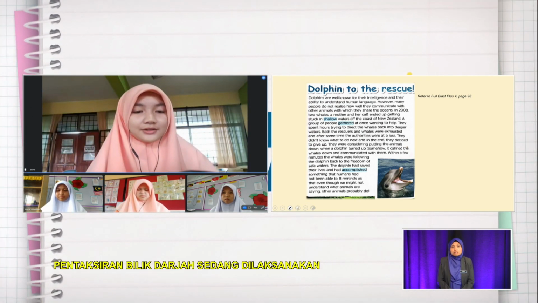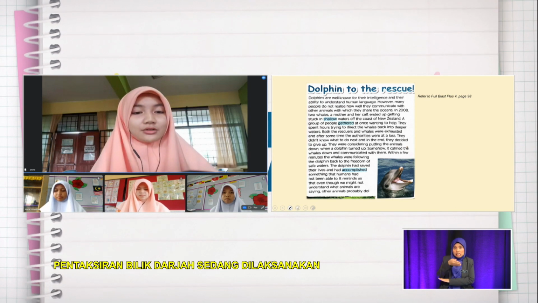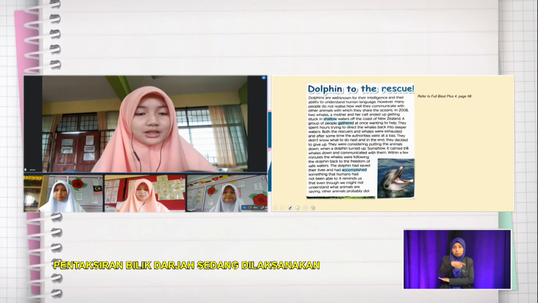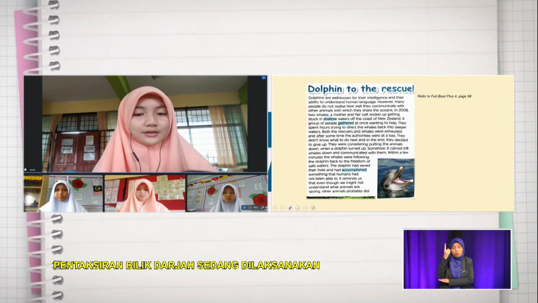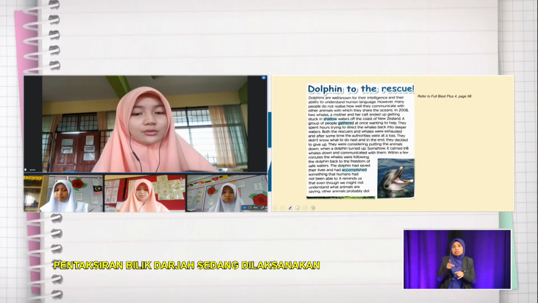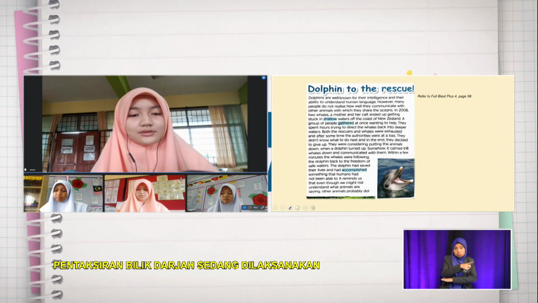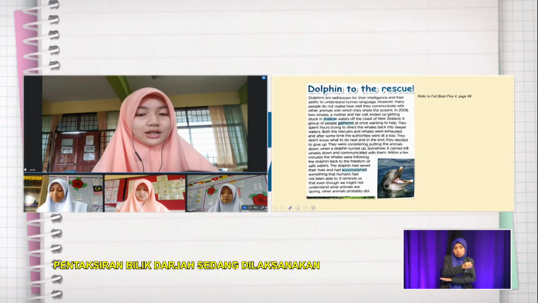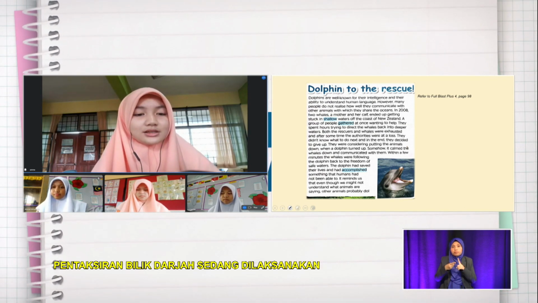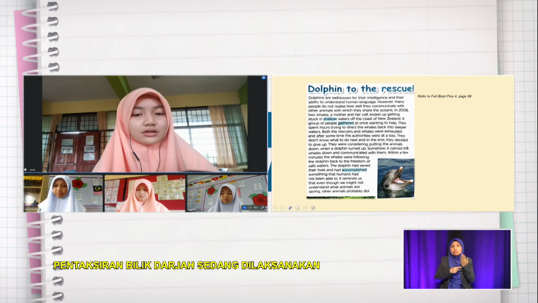Dolphin to the rescue. Dolphins are well known for their intelligence and their ability to understand human language. However, many people do not realize how well they communicate with other animals with which they share the ocean. In 2008, two whales, a mother and her calf, ended up getting stuck in shallow waters off the coast of New Zealand.